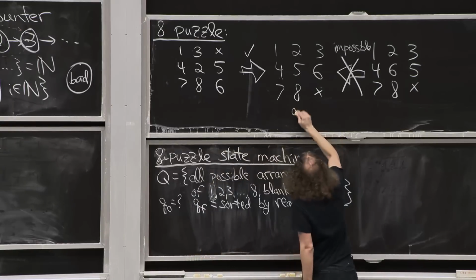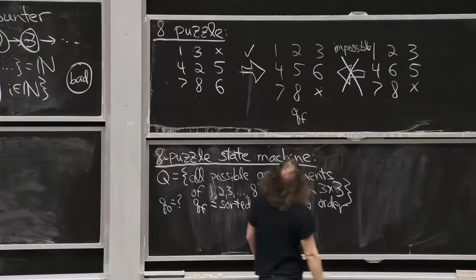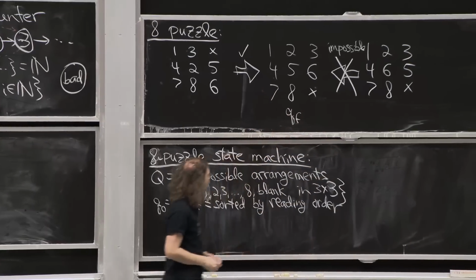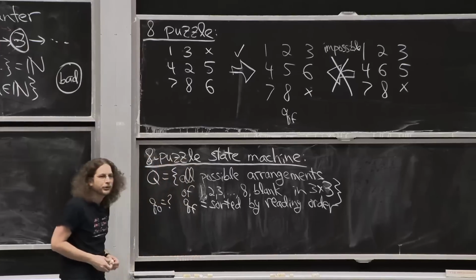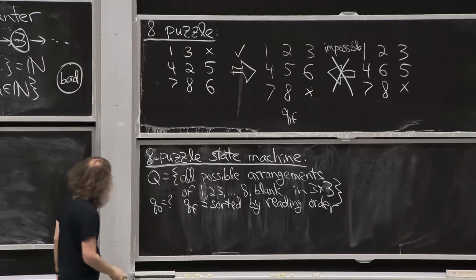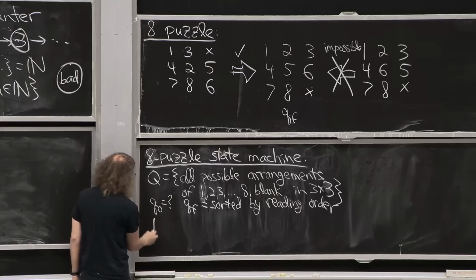So this is Q sub f. Reading order, like in English, you read the top row, second row, third row with the x at the end. That's always our goal in this puzzle. That's our definition. And then what about the transitions?